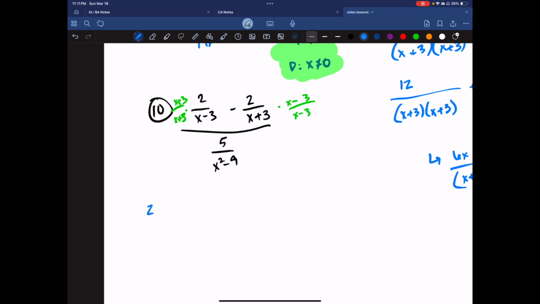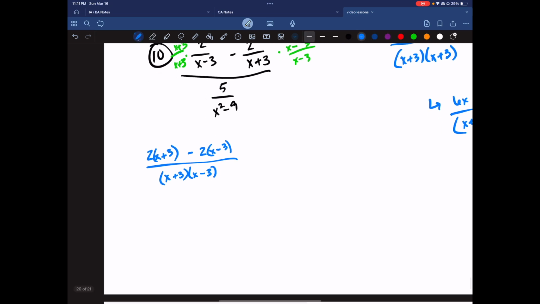Right, so it's going to be 2 x plus 3 minus 2 x minus 3 all over x plus 3 x minus 3. Okay, now technically what we're doing here is we're dividing by this other fraction, 5 over x squared minus 9. Well, I can factor the x squared minus 9 into x plus 3 and x minus 3. Well, that's going to come in helpful in just a second, so let's watch that.